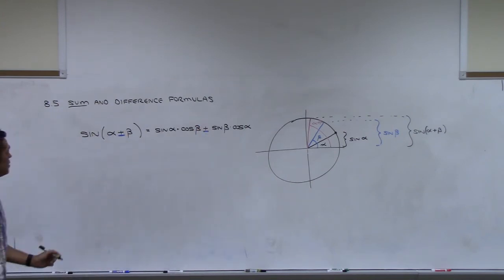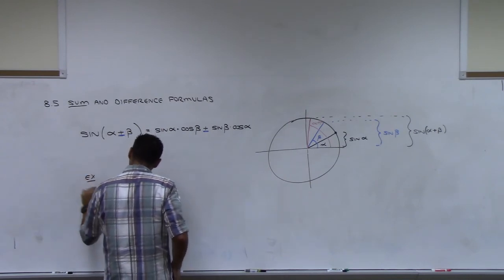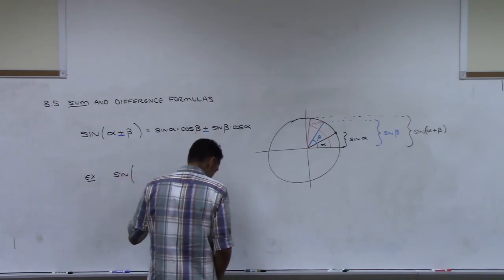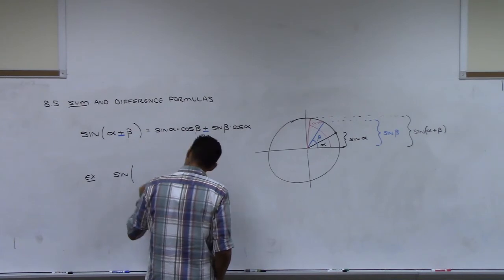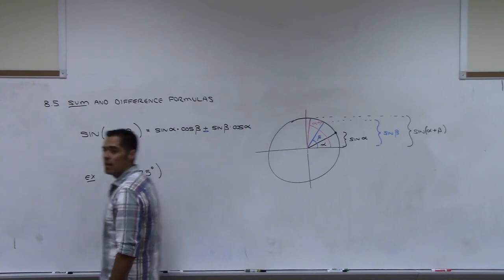So let's try and do something here. As an example, what is sine of 75 degrees without a calculator?